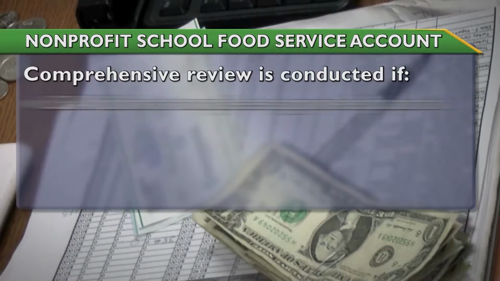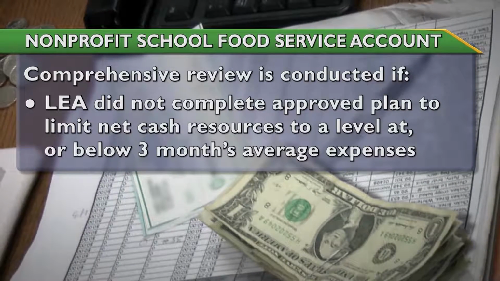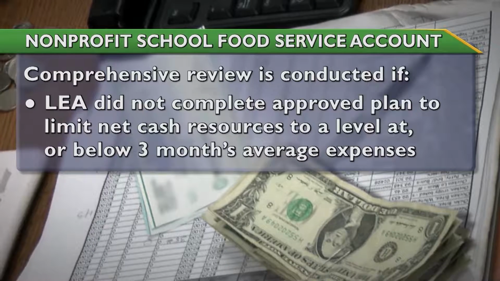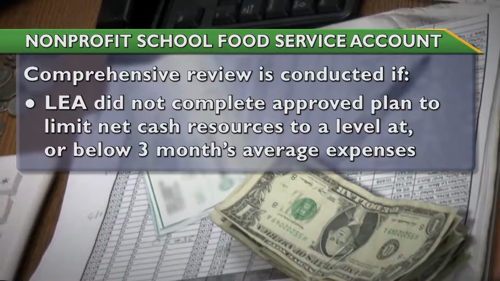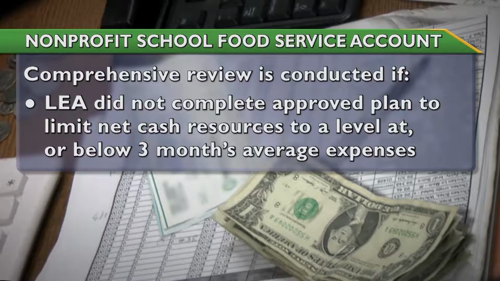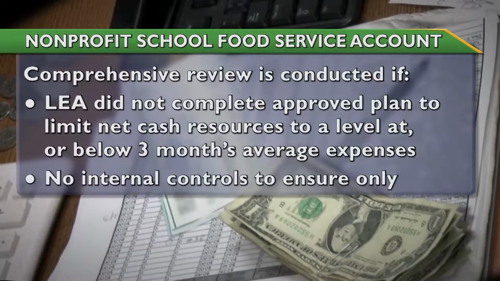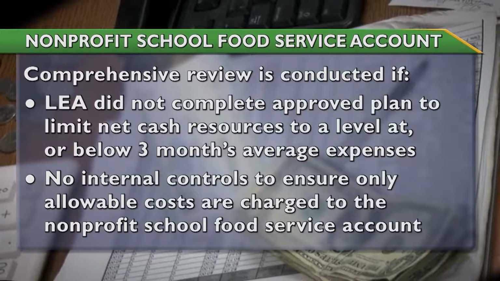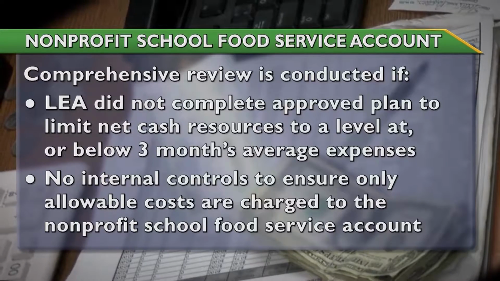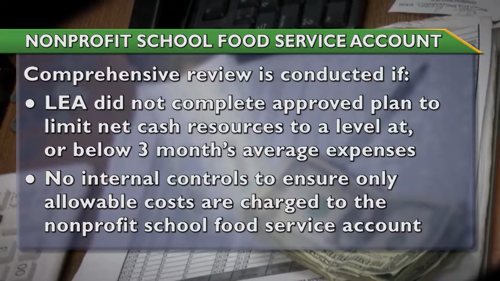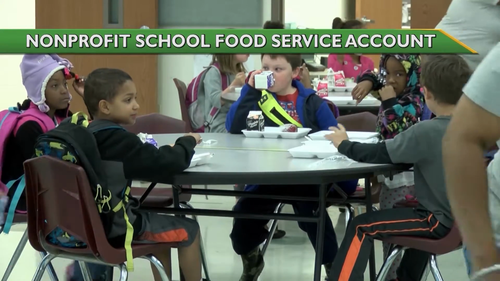The LEA did not complete a process or state agency-approved plan to ensure its compliance with the requirement to limit net cash resources to a level at or below 3 months' average expenses. The LEA did not have internal controls in place to ensure that only allowable costs are charged to the nonprofit school food service account.